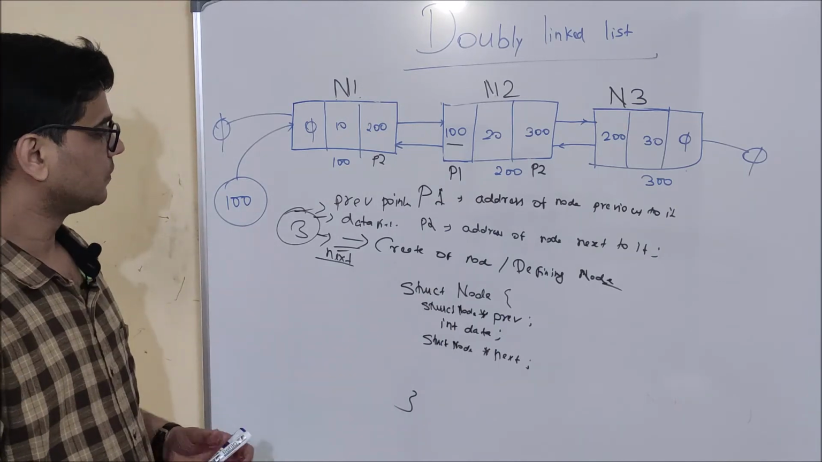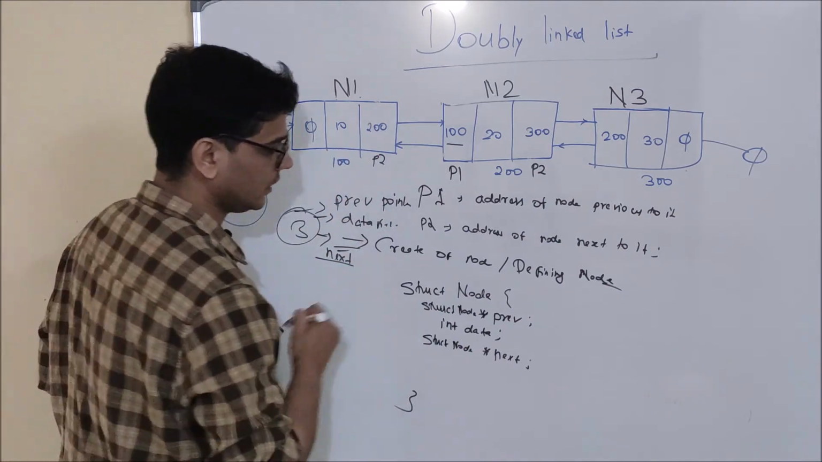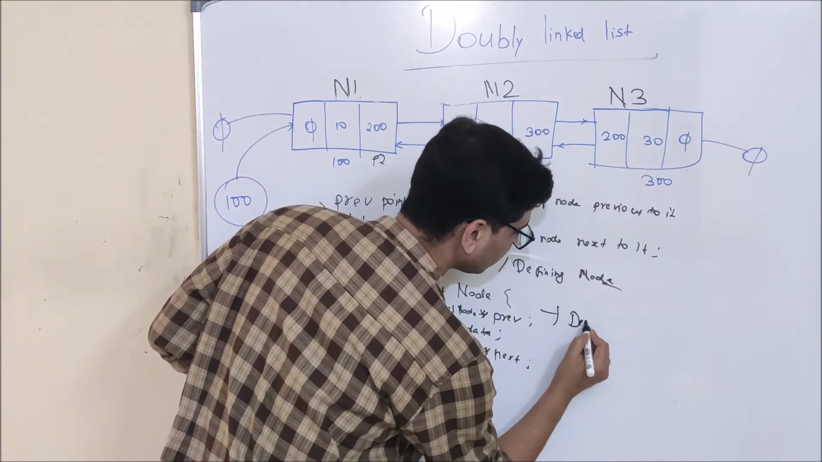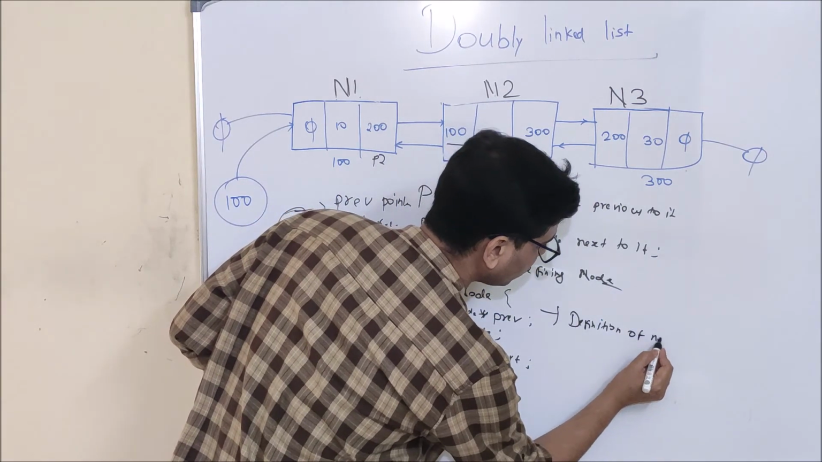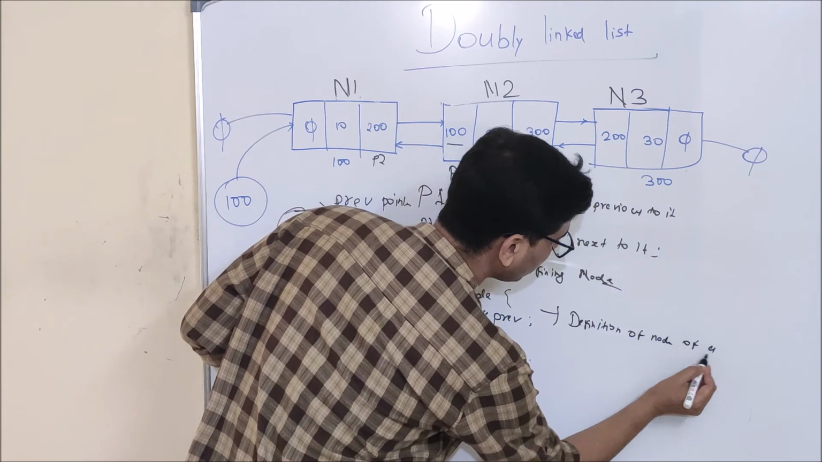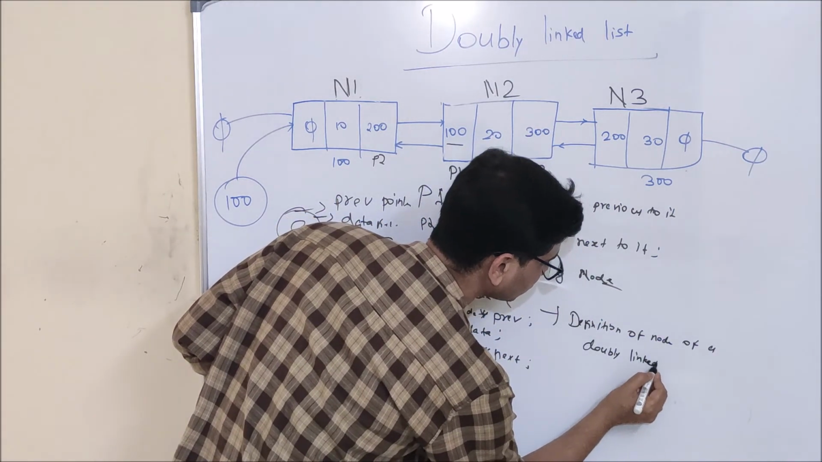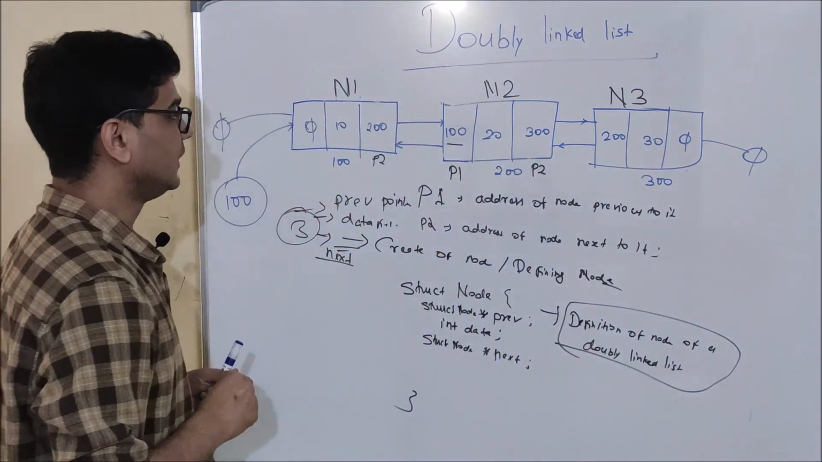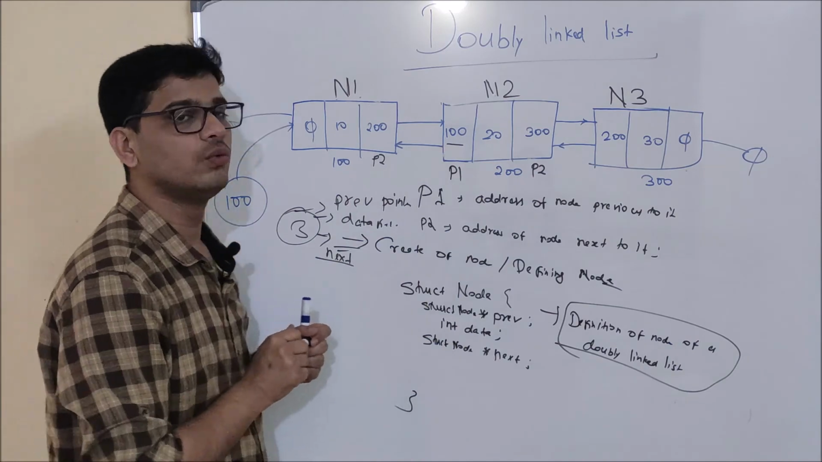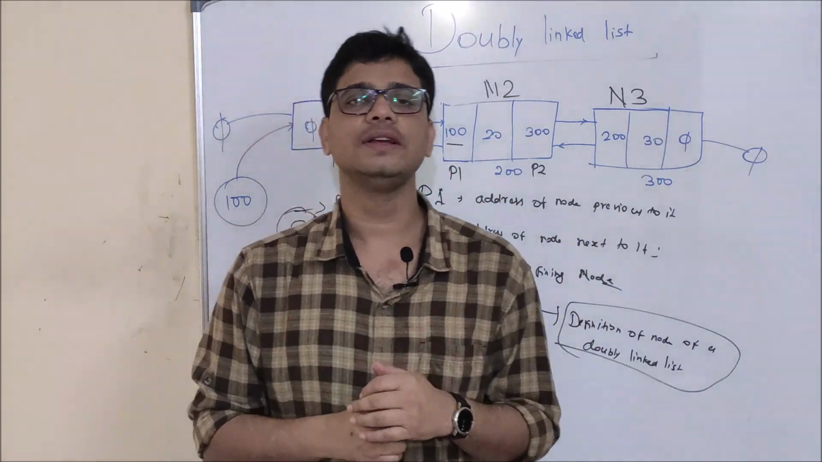Okay. So friends, this is our definition of node of a doubly linked list. So next, what we are going to do? We will write a program to create a linked list for us.